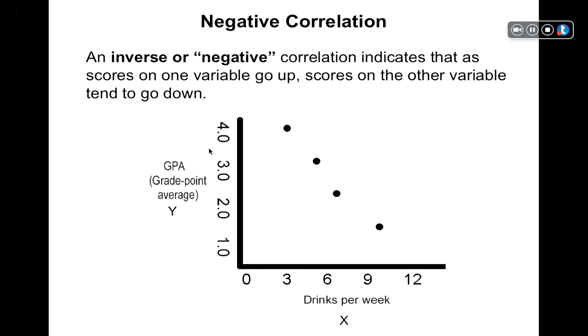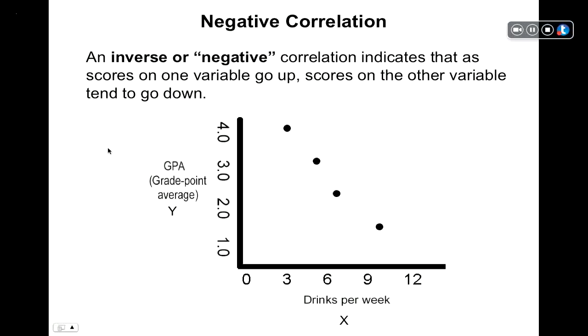Negative correlation is just the opposite, sometimes referred to as inverse. So that means as x goes up, what do we see happening to y? Scores are going down. So let's take a look at the x-axis here. We have drinks per week. So the more drinking that's being done is associated with lower GPA, whereas people who are not drinking so much have higher GPAs. So negative and positive correlations.